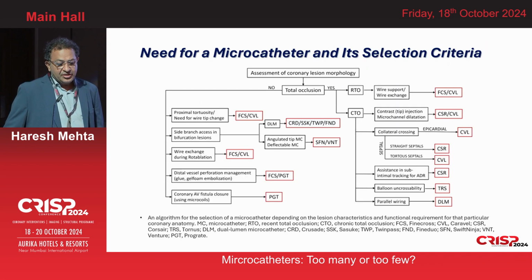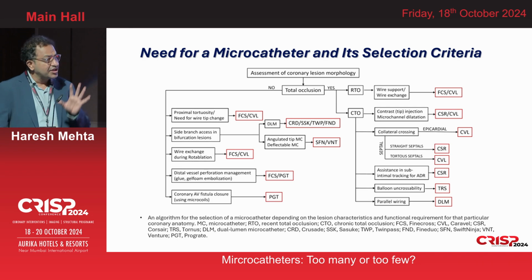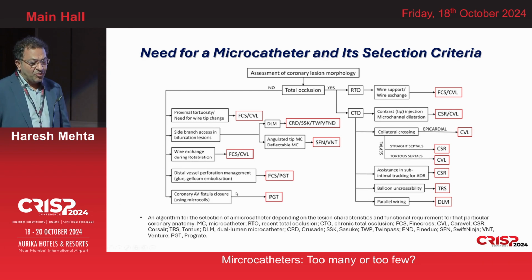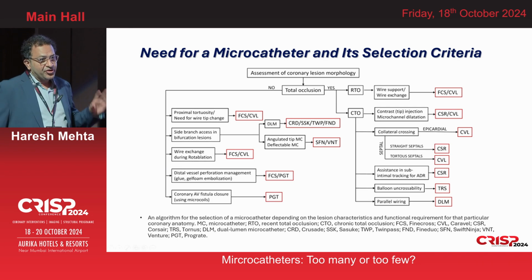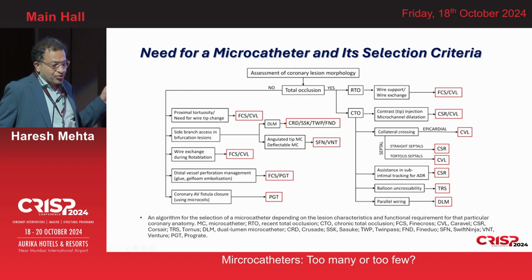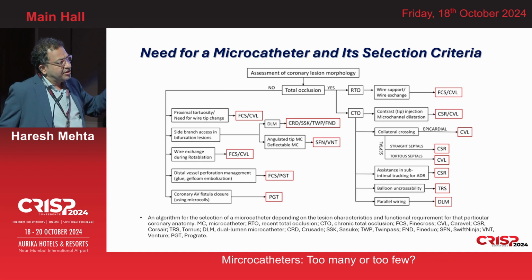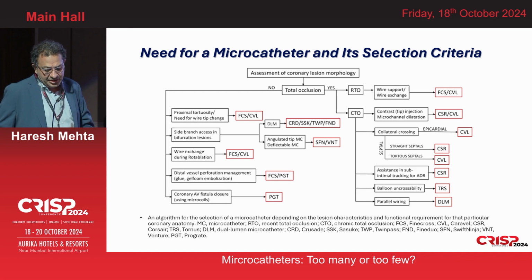The Recross. So how do you select? This is a very beautiful chart. How do you select? Looks very complicated, but it's not. First of all, you have to assess the lesion, look for total occlusion. If it is yes, then you do the selection as I told you, based on Caravel or Finecross or Corsair Pro. And if it's not total occlusion, then you'll select dual-lumen catheters or your Corsair Pro or Corsair XS.